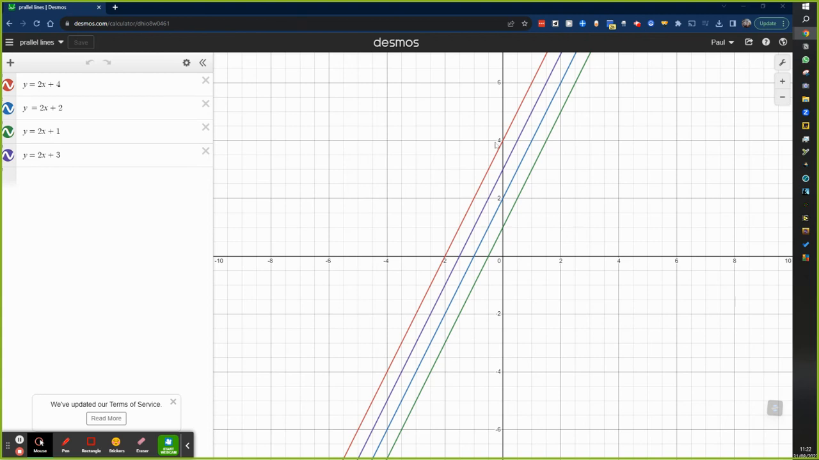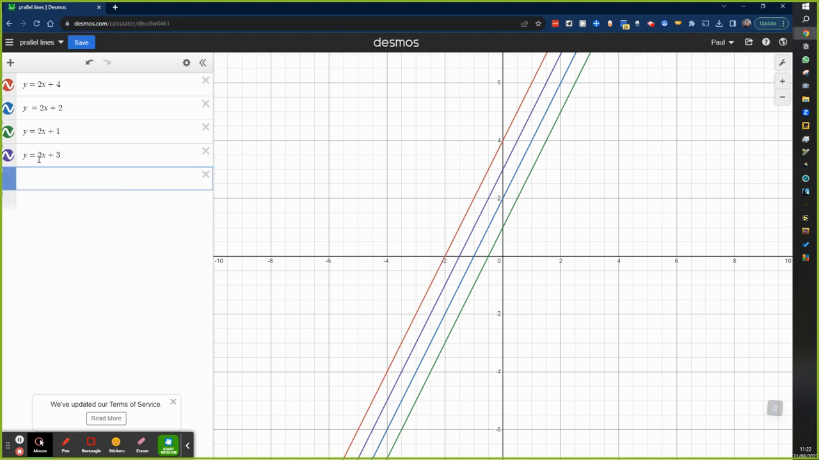Okay, so as you can see, all of these lines are parallel with each other. Now, looking at the equations on the left-hand side, can we work out why? Well, it's because all the gradients are the same. And when you think about it, if two lines are parallel, they're going to be the same angle to the horizontal. Basically, they're going to be the same steepness of the line.